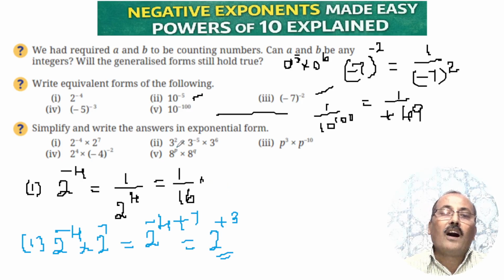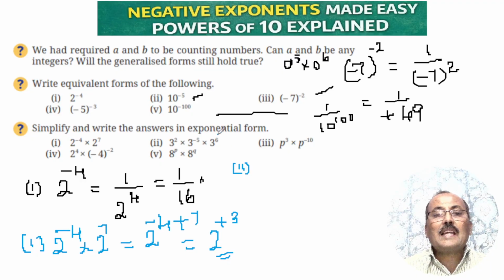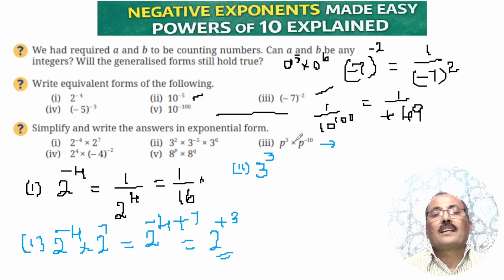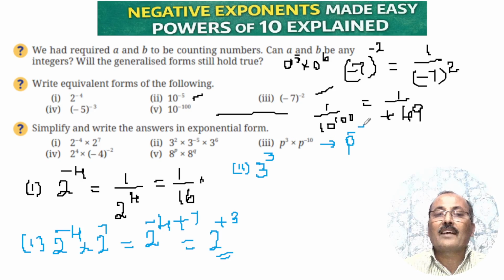Now here, in the second question, all the bases are the same. Therefore, what you are going to do is just add the powers. 2 minus 5 plus 6: 6 plus 2 is 8, 8 minus 5 is 3. So the answer is 3 to the power of 3. That's all. Number three, p cube into p power minus 10. Here the dominant sign is minus, so 3 minus 10 gives p to the power of minus 7.